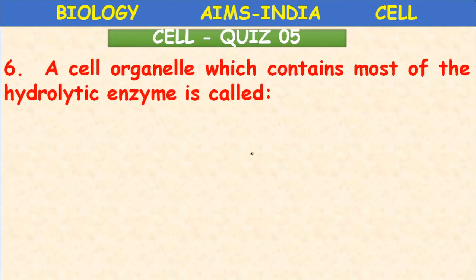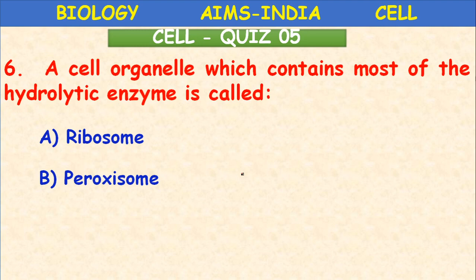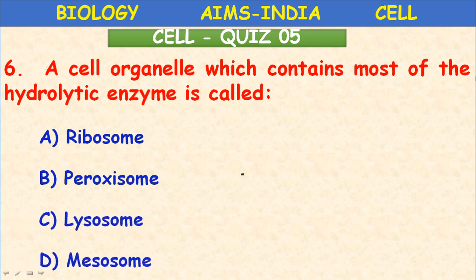a cell organelle which contains most of the hydrolytic enzymes is called ribosome, peroxisome, lysosome, mesosome. Okay, a cell organelle which contains most of the hydrolytic enzymes. Come on children, what is the answer? Lysosomes. Okay, so these ribosomes are globular structures, they are involved in protein synthesis, no digestive enzymes are present. Peroxisomes are involved in photorespiration. Okay, present in the plant cells.